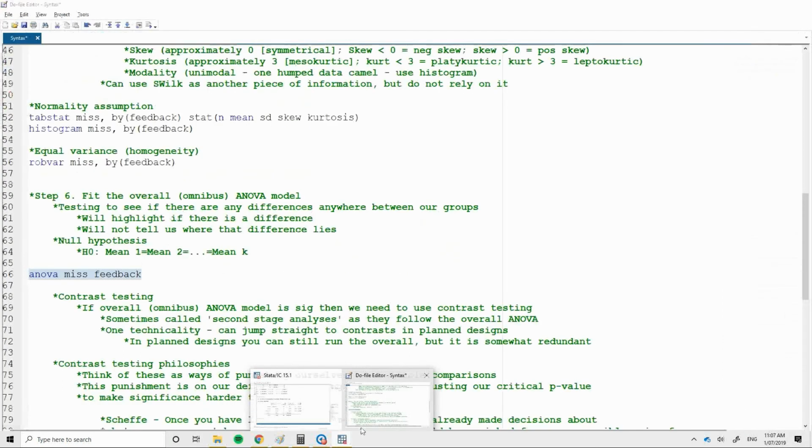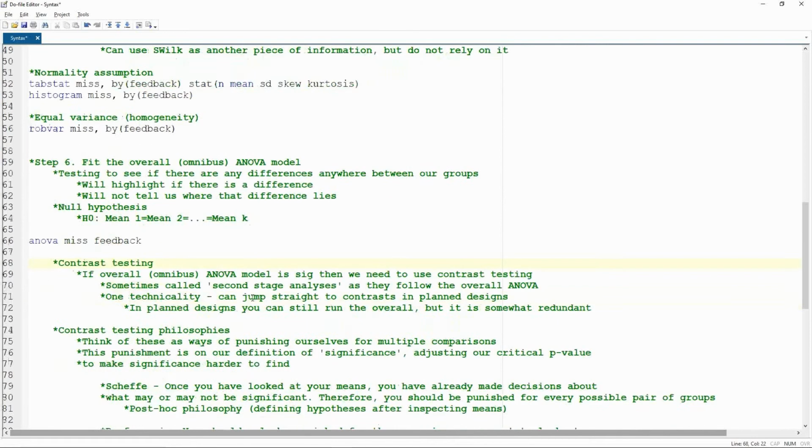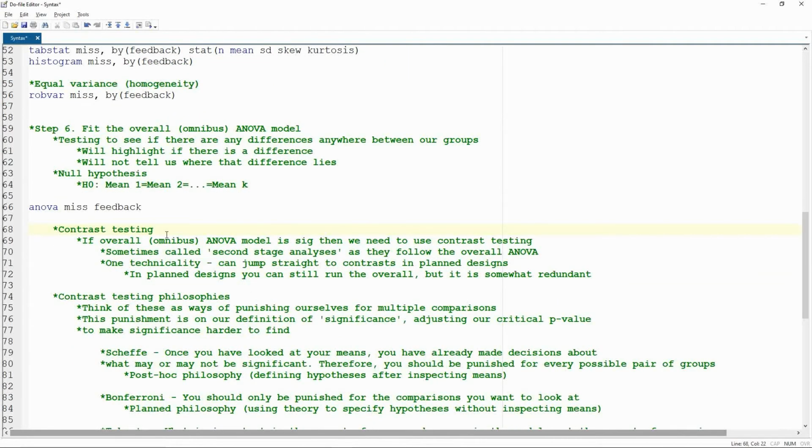So, what on earth is a second stage analysis? A second stage analysis is also known as contrast testing. If your overall, or your omnibus, ANOVA model is significant, then you have to go on to do contrast testing, or second stage analyses. These are specific kinds of analyses that tease out where that significant difference lies. They are sometimes called second stage analyses as they follow the overall ANOVA. They're the second part to the ANOVA.